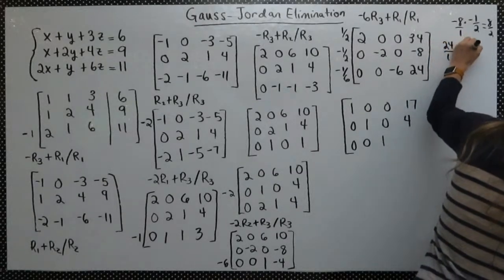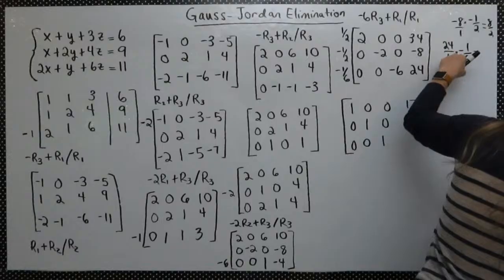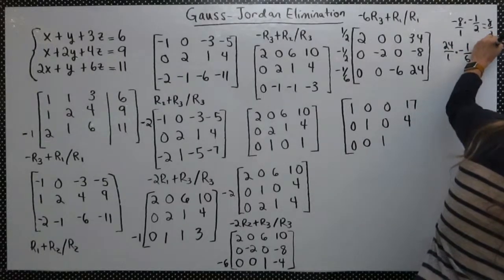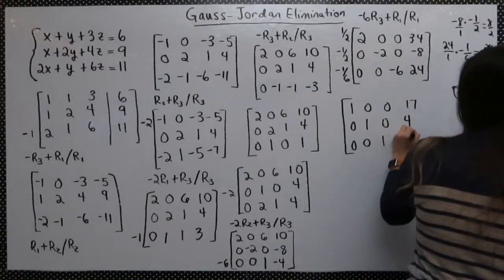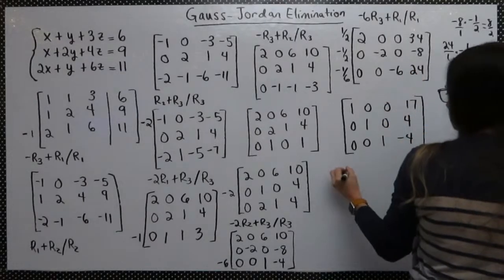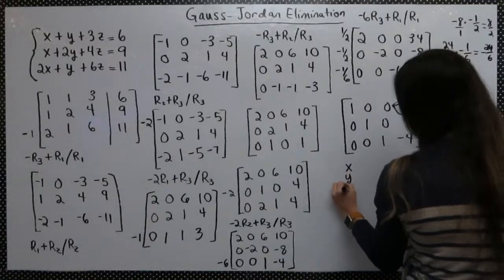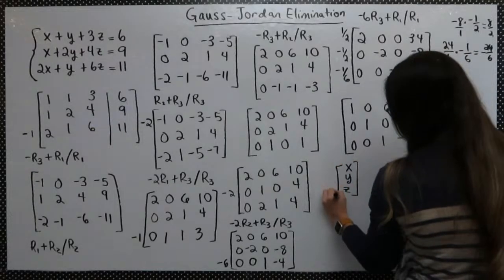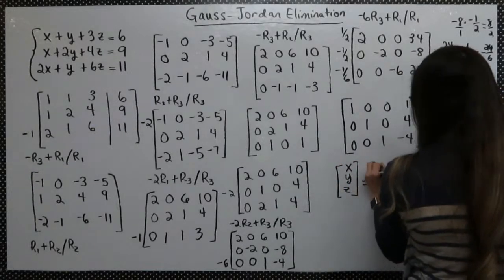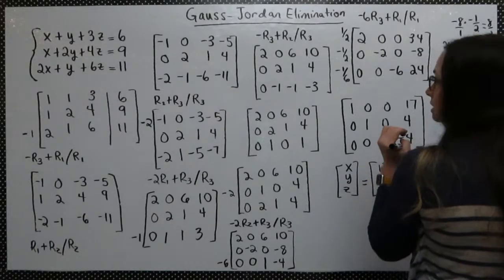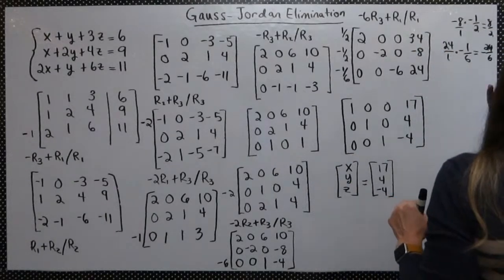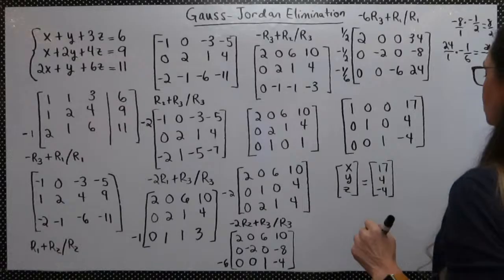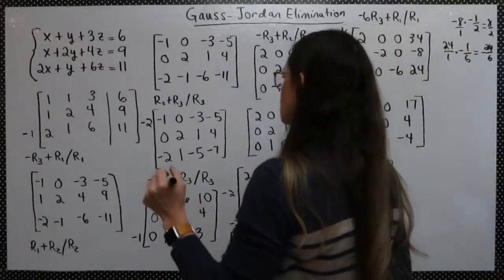And then you've got 24/1 times -1/6. So that's going to be negative 24/6, which is going to be -4. So here is my solution: x, y, z equal 17, 4, -4. And I did not see the solution in the back, but what we could do is check really fast, plugging into the original system.